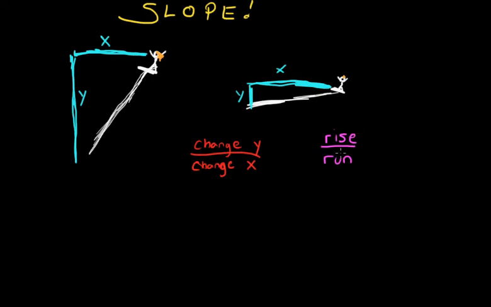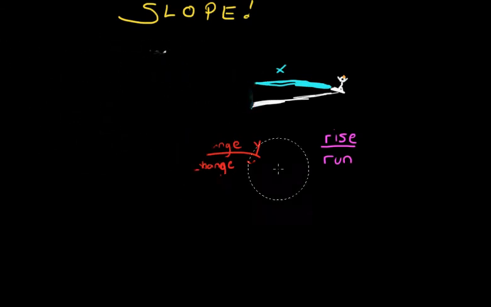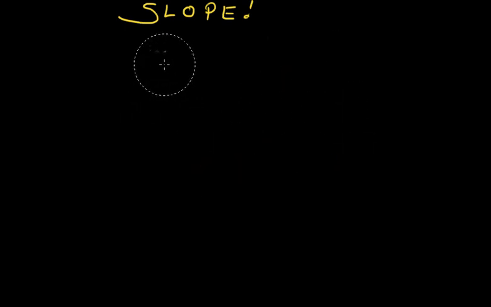How much does it rise by? How much does it run by? So let's take a look at some examples. Let's see if we can find the slope given a graph or maybe some points. We could do that. So we're going to need a graph.